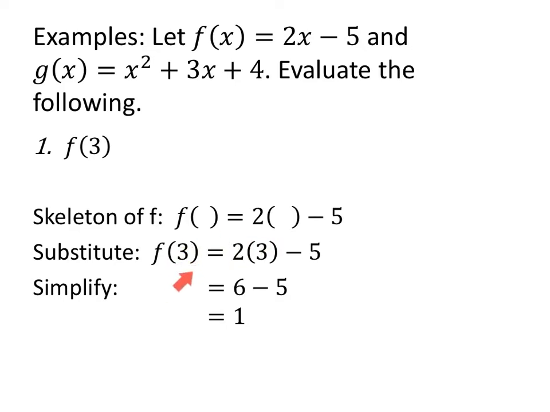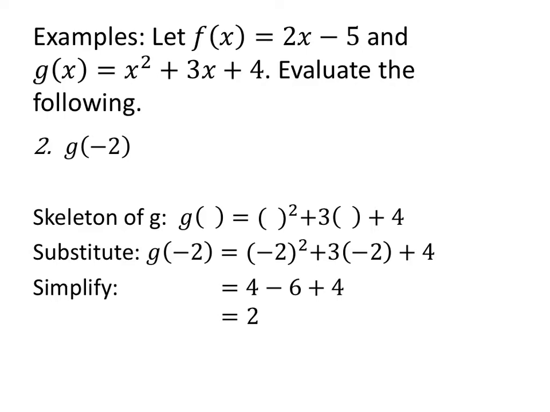Then we put in the fleshy stuff. I want f of 3, so everywhere I have an open set of parentheses, I replace it with a 3, both on the left side of the equal sign and the right side of the equal sign. So f of 3 is 2 times 3 minus 5. 2 times 3 is 6. 6 minus 5 is 1. That's it. Starting with a skeleton form, it's easy to evaluate a function.